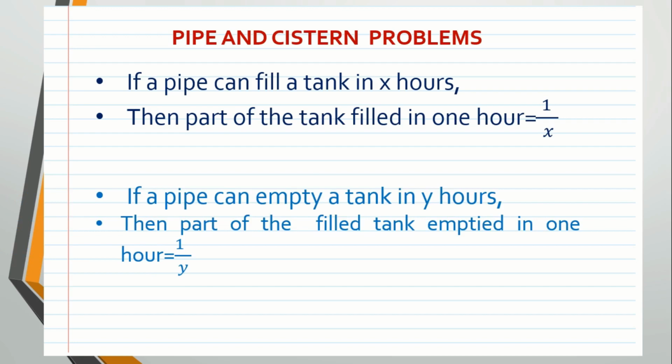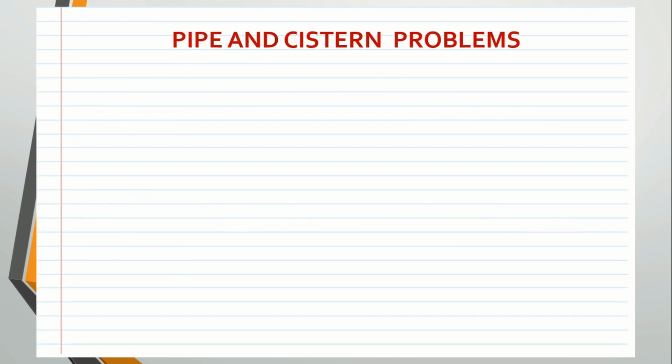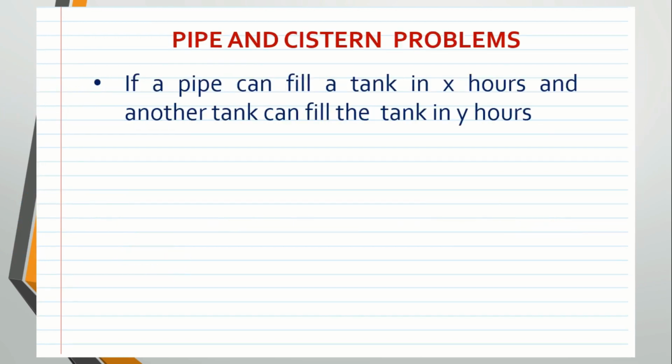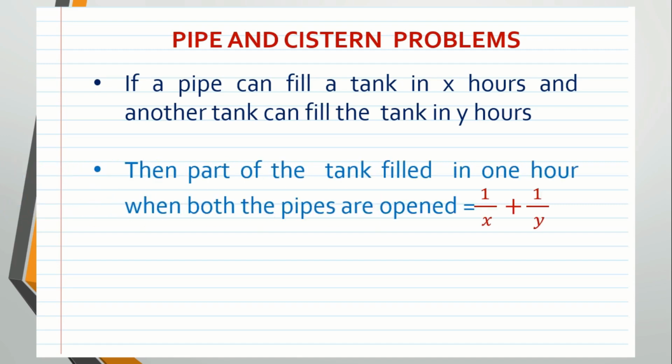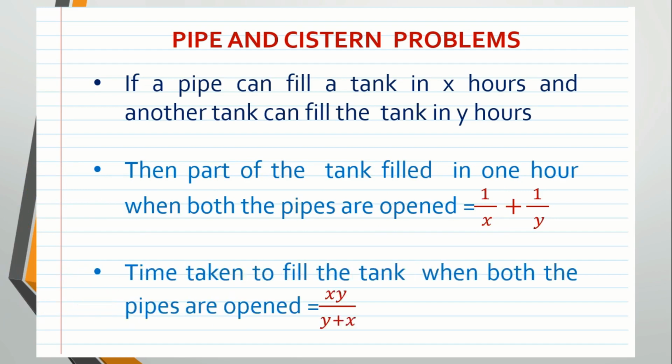is 1 upon y. Now if a pipe can fill a tank in x hours, and another pipe can fill the tank in y hours, then the part of the tank filled in 1 hour when both the pipes are opened is 1 upon x plus 1 upon y. So the time taken to fill the tank when both the pipes are opened is xy upon y plus x.